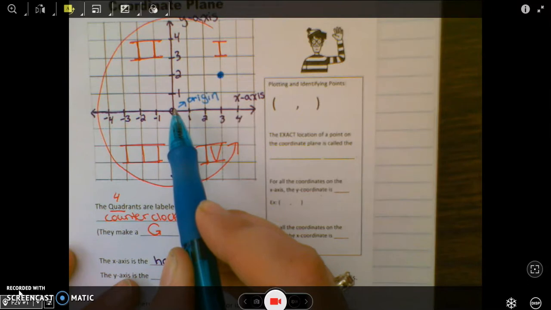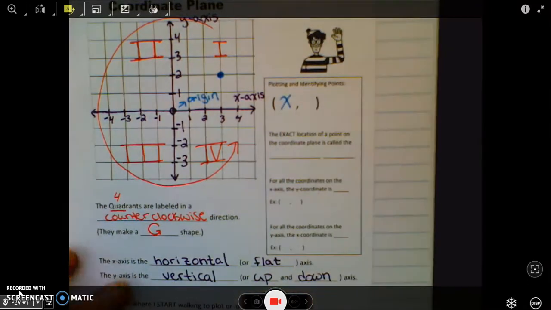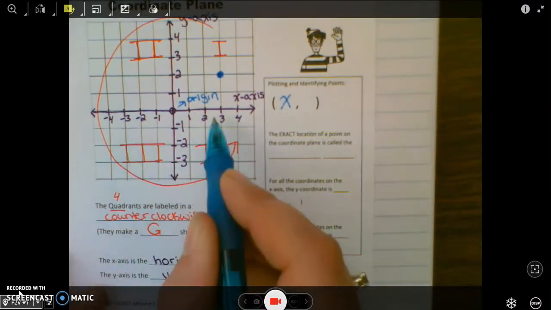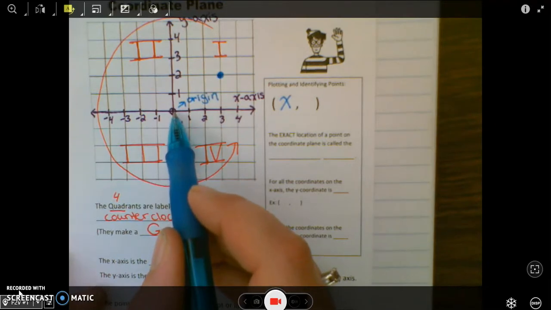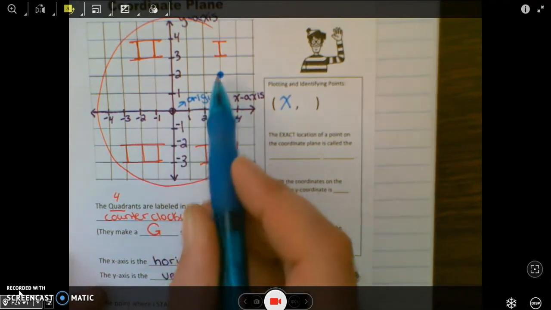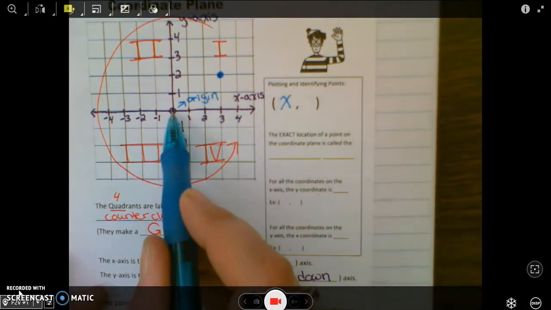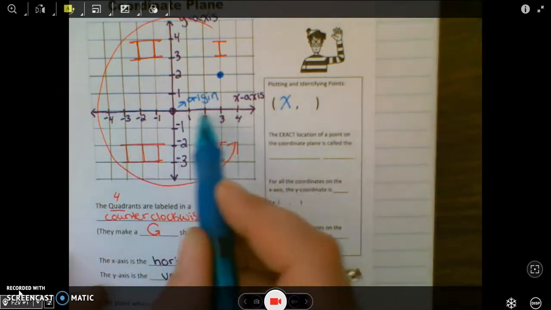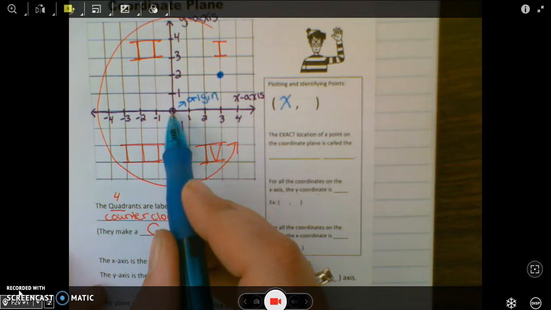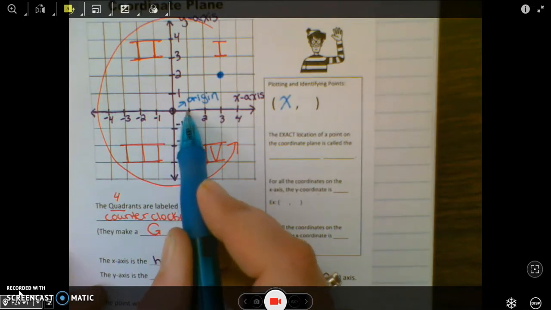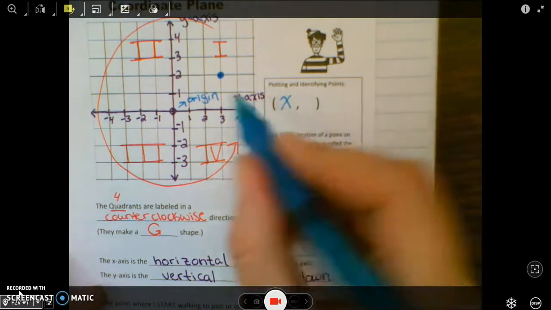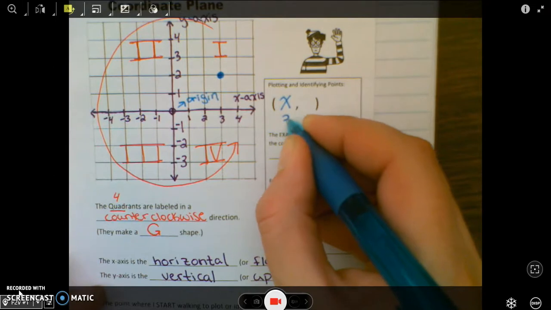I always have to list my x coordinate first, meaning how far left or right I go along this flat x-axis. So if I start at the middle here, and I want to get lined up with where this point is, I would have to decide if I go to the left or to the right. If I go to the left, I'm dealing with negative numbers. If I go to the right, I'm dealing with positive numbers. So I'm starting right here in the middle at the origin, and I'm going 1, 2, 3 spaces to the right. So that means my x coordinate would be a positive 3.